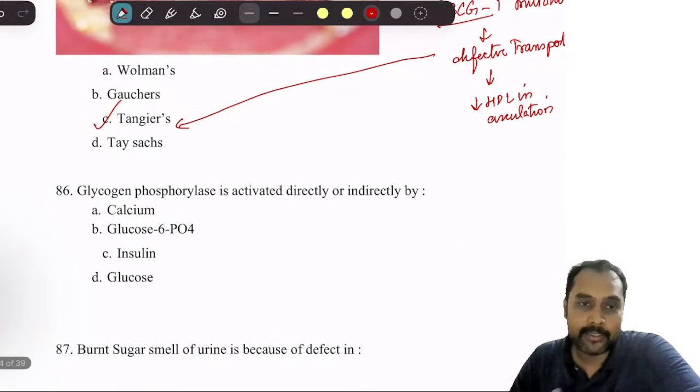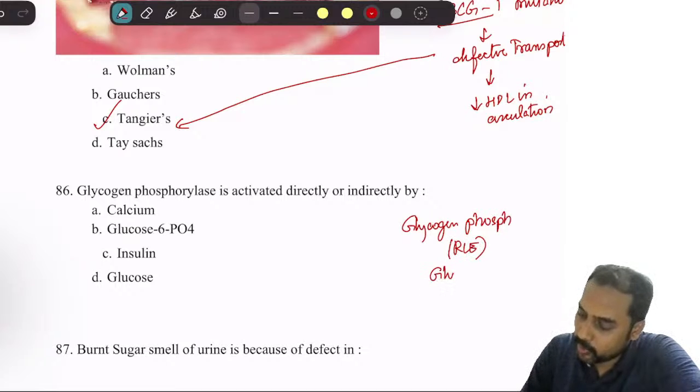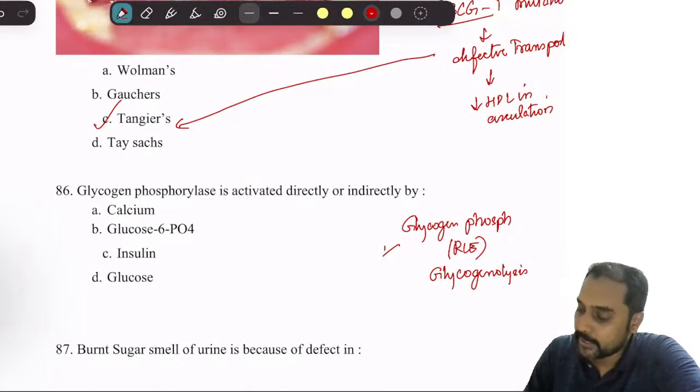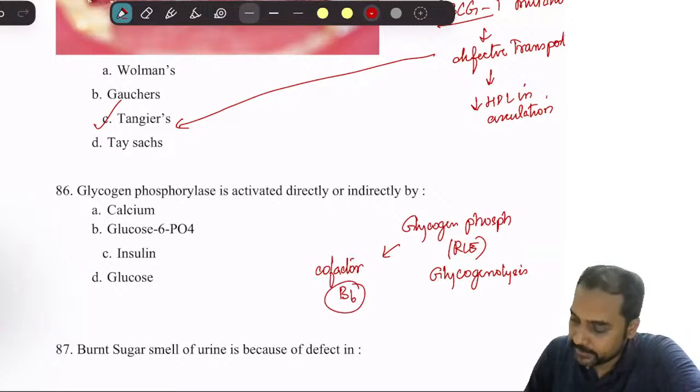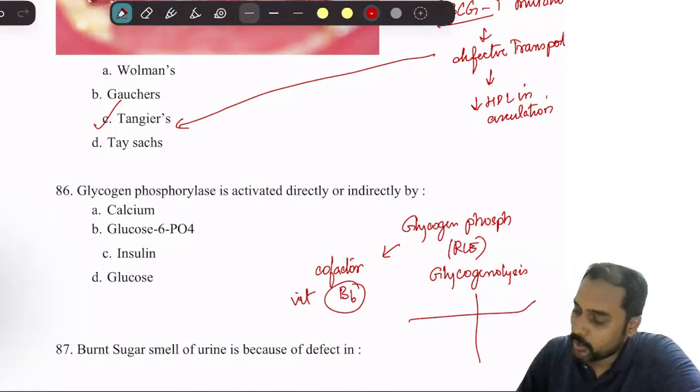Now, glycogen phosphorylase is activated directly or indirectly. Glycogen phosphorylase is the rate limiting enzyme for glycogenolysis. What are all the MCQs about this? This enzyme has a cofactor which is vitamin B6. That's the first MCQ, JIPMER MCQ. The second one, who increase and who decrease the activity of this enzyme? Who increase this activity? It is calcium and ADP.